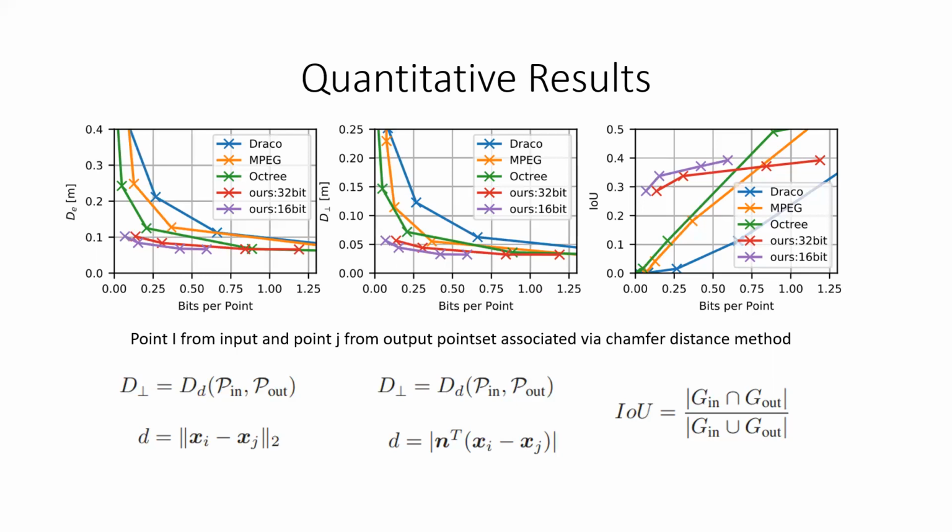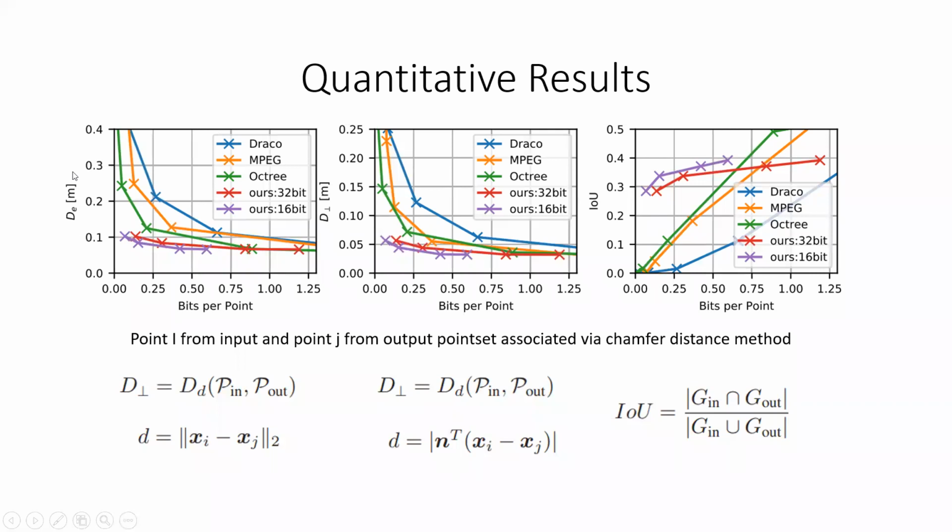So anyway, the quantitative results that we get are much better. Some standard previous point cloud compression techniques are Draco and MPEG octree based. And you can see that even as we decrease the bits per point, you still have very good results. So DE is the distance between the first and the second point cloud, and even when you have very low bits per point, you have very good reconstruction results.